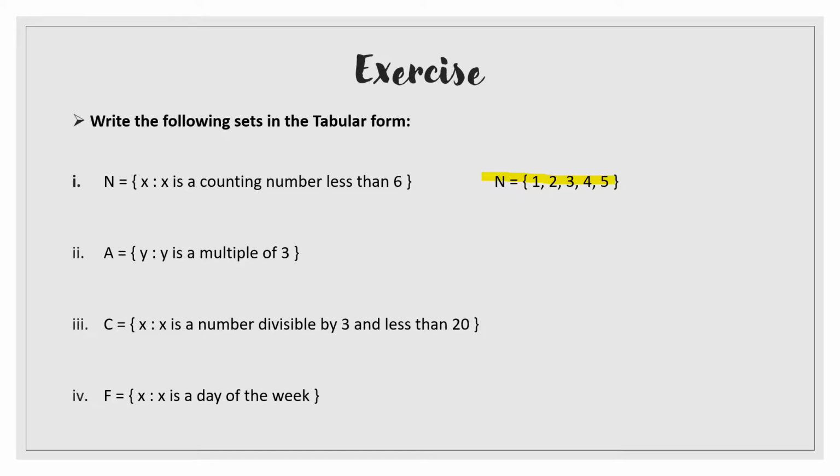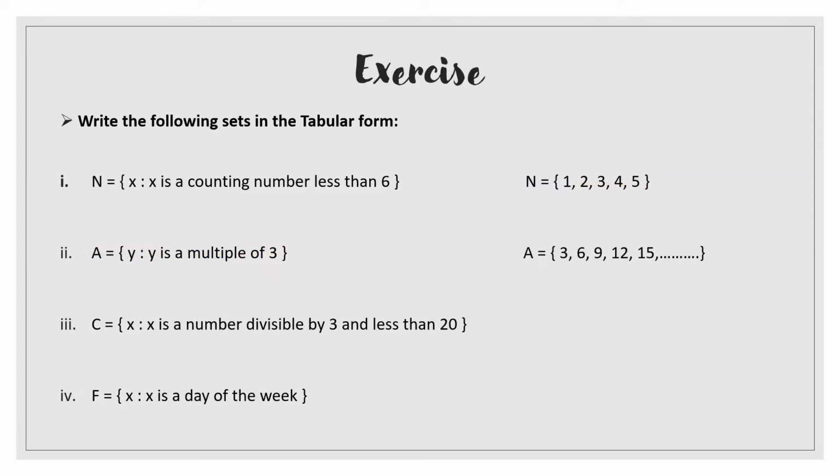Next one. A is a set of elements Y such that Y is a multiple of 3. So we have to list all the multiples of 3, and there is no information given here about how many multiples we have to write. So we will write all the multiples of 3. Multiples of 3 means 3 can divide those numbers.